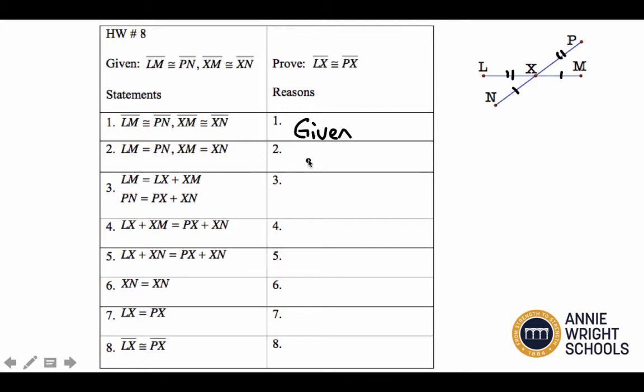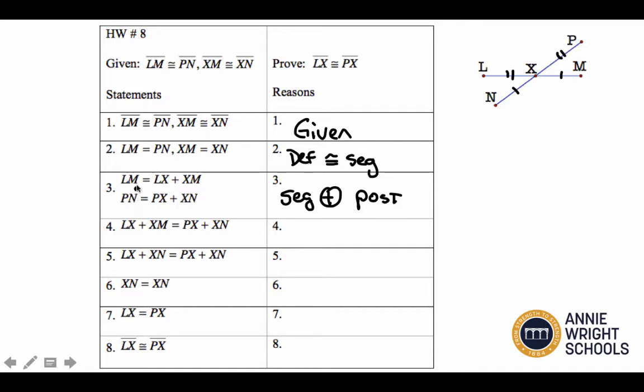Well, if you look in your definition dictionary, you would see that this is the definition of congruent segments. It says two segments are congruent if and only if their measures are equal. So why can I go from congruent segments to equal measures? Definition of congruent segments. LM equals LX plus XM. What says that one big segment is the sum of these two smaller segments? That's the segment addition postulate. We actually can't prove that. We just assume that to be true.